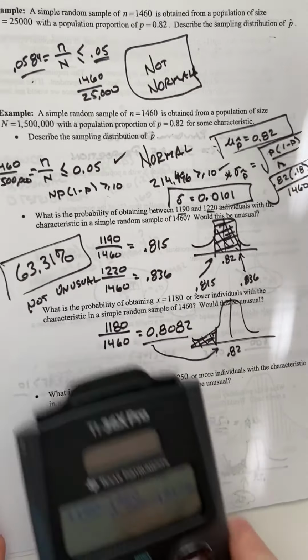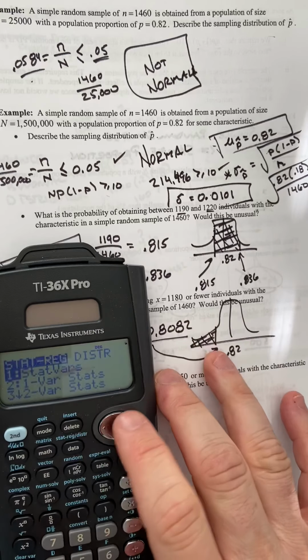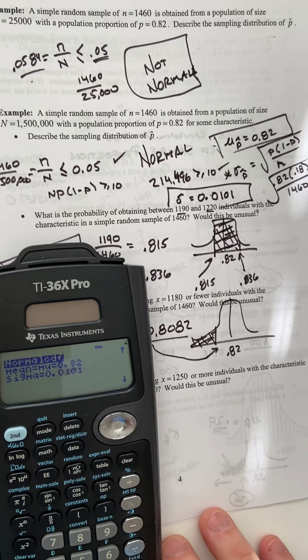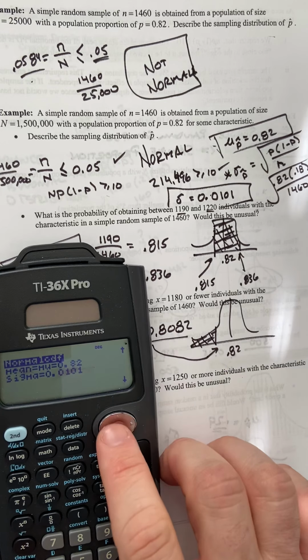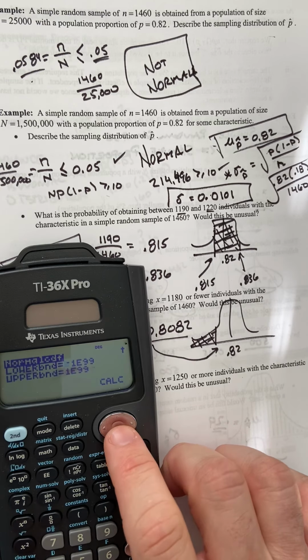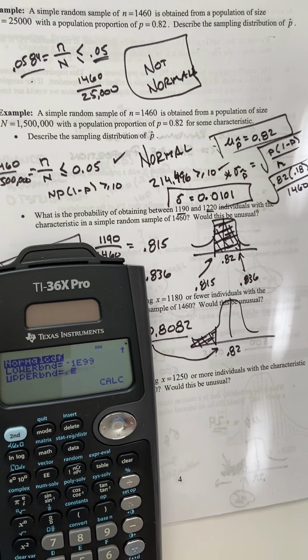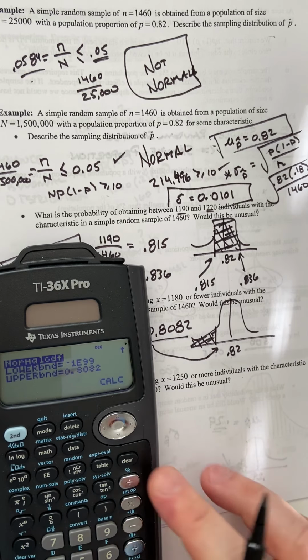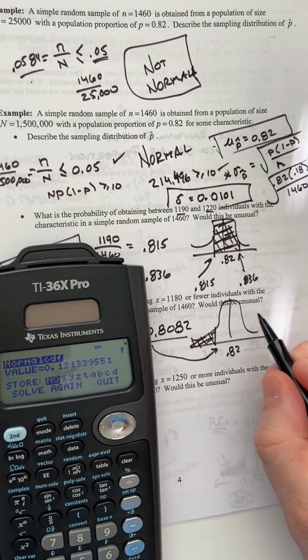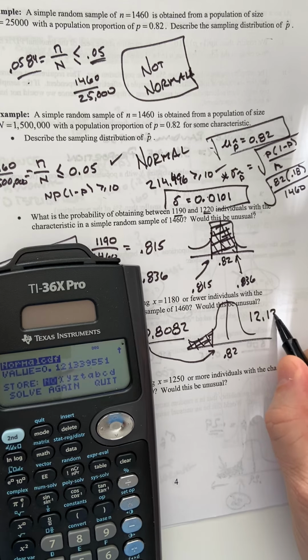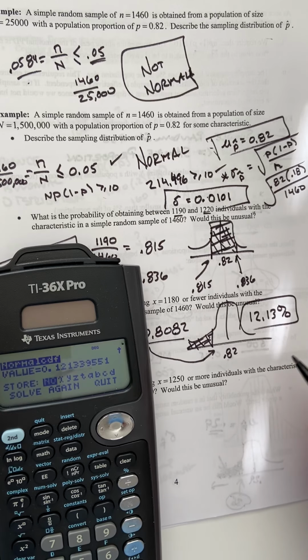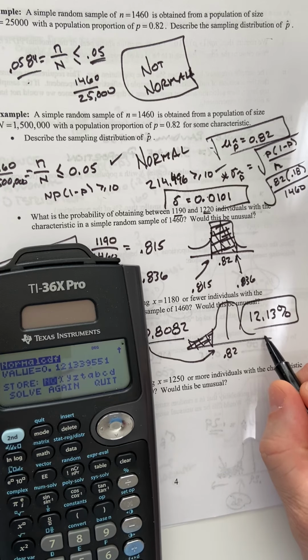Time to plug it into our calculators. Shift, data, distribution, normal CDF. 0.82, 0.0101. The lower bound this time is negative infinity, but the upper bound is 0.8082. Hit it. 12%. Again, that's still bigger than our value of 5%. So this is not unusual.